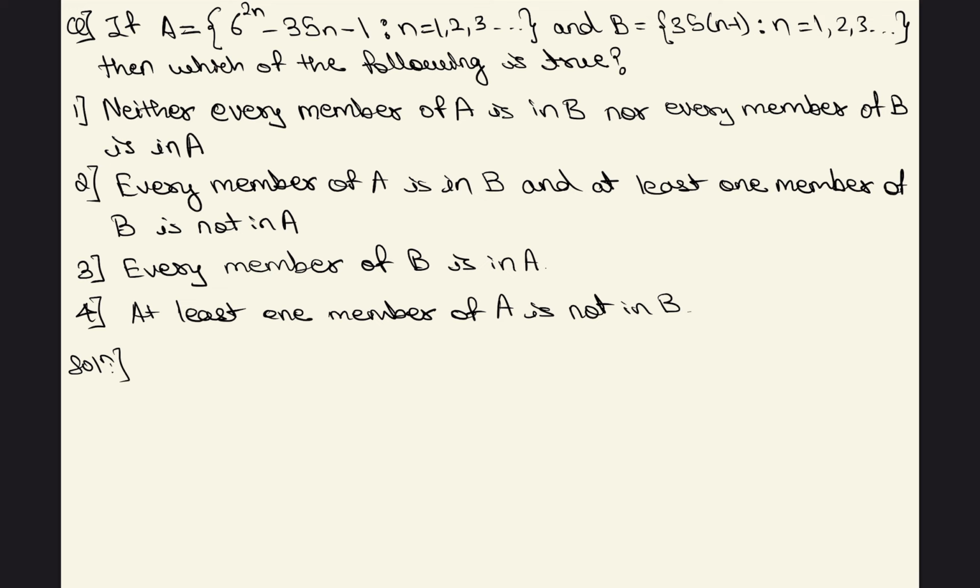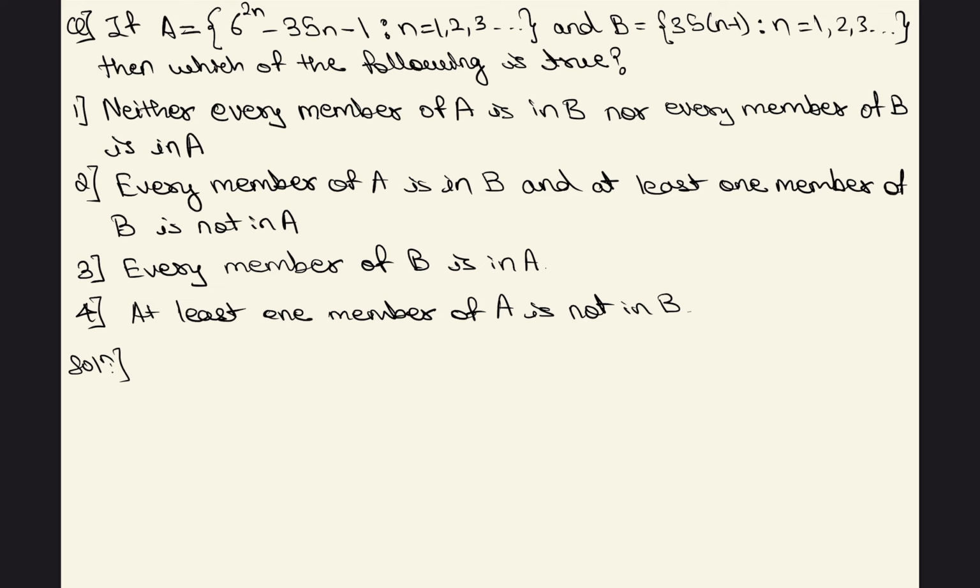Neither every member of A is in B nor every member of B is in A, which means that A and B are disjoint sets, or they don't have any overlap between them. Every member of A is in B and at least one member of B is not in A, which basically means that A is a subset of B, and there will be a few members for which B will be a member but A will not.